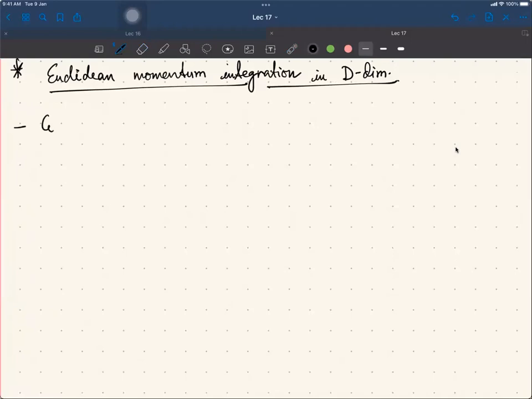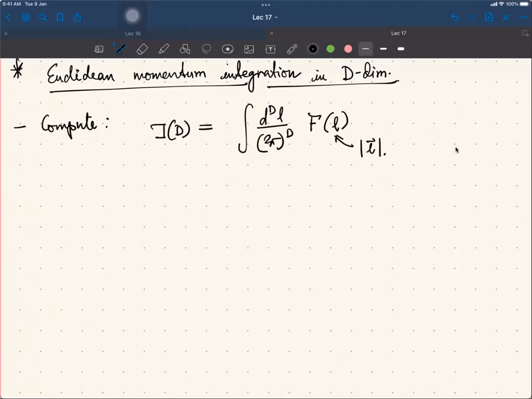So let us compute this integral I of d, which is given by the integral of d^d L by (2 pi)^d times a function of the magnitude of L. L is a d-dimensional vector in Euclidean space. Go to spherical polar coordinates, because it is rotationally invariant, a function of the length of the momentum vector only. So spherical polar coordinates are suitable.